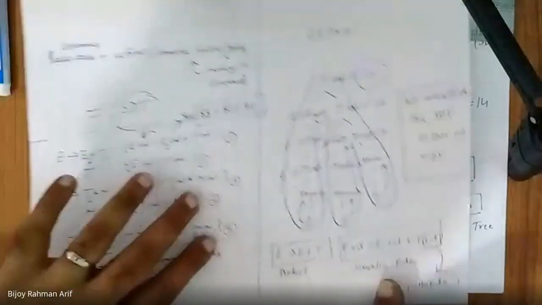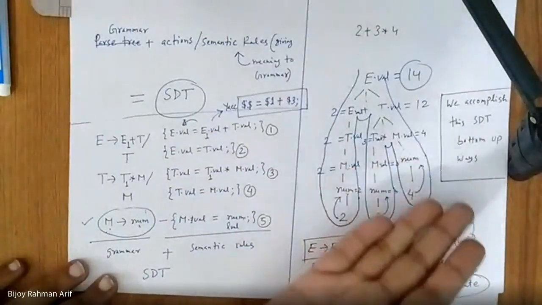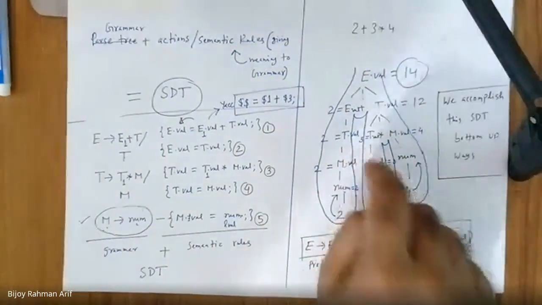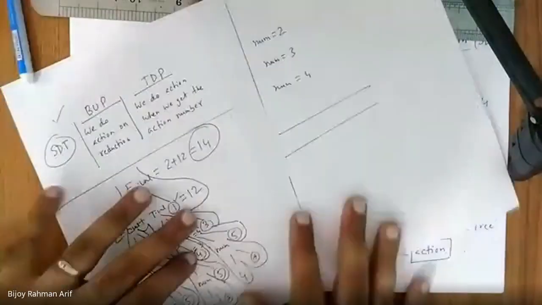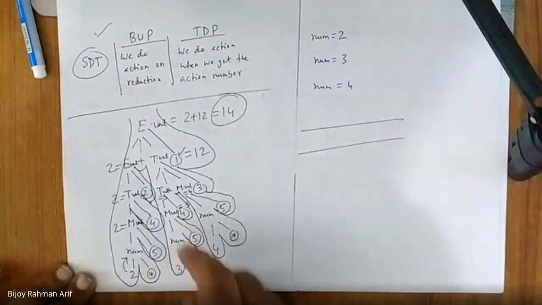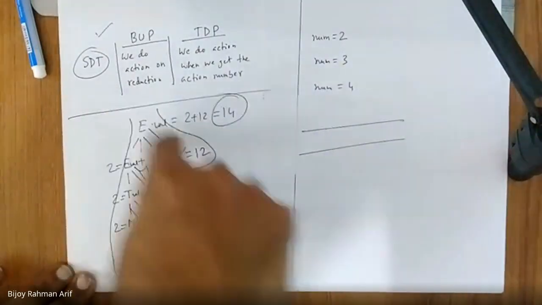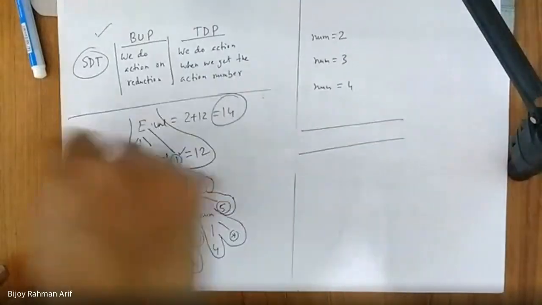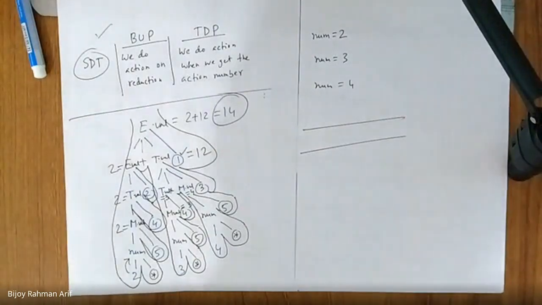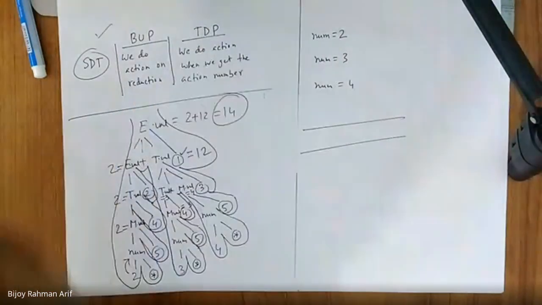But in this case, what happened when we are creating the parse tree? When we reduce and create the parse tree, at that time we are performing the action. In the top-down case, we create the parse tree, and then while we are creating the parse tree, we associate the correct action. Then we are traversing the parse tree again. Whenever we get the number of the action, we perform the action. Did you get the point? Yes. Okay, thank you very much. So that is the difference between BUP and TDP SDT.